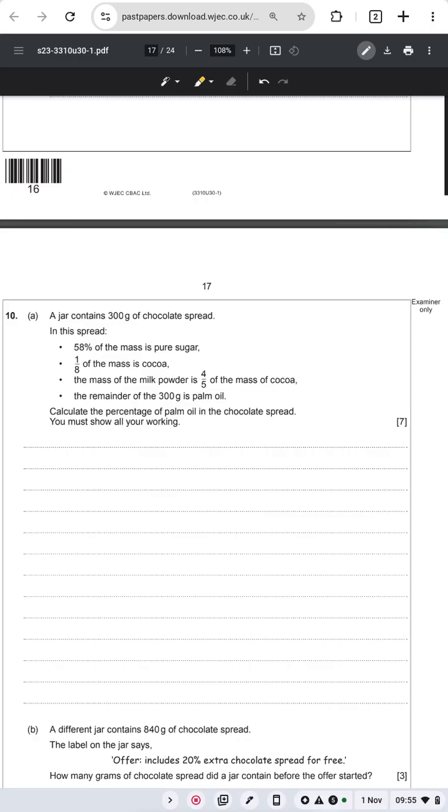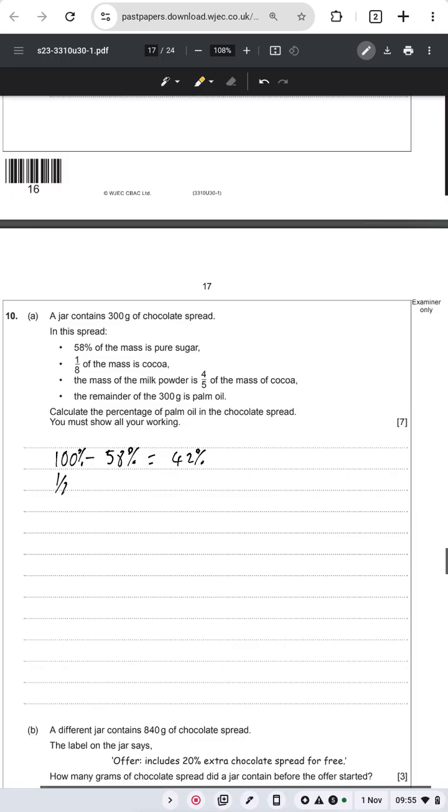So first of all, we can convert some of these into percentages. So we have 100% is going to be all of it. So we can do 100 minus 58% is equal to 42%. And then 1/8 is equal to, well, a quarter is 25%. So this is half of that. So it is equal to 12.5%.